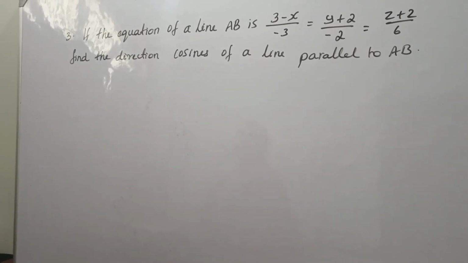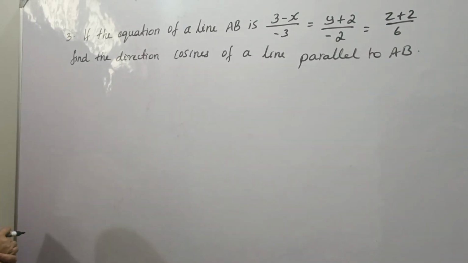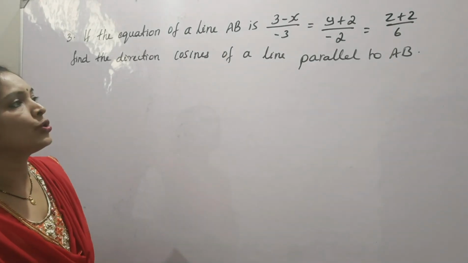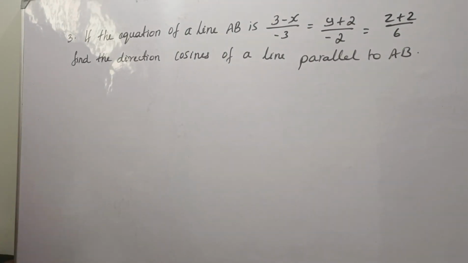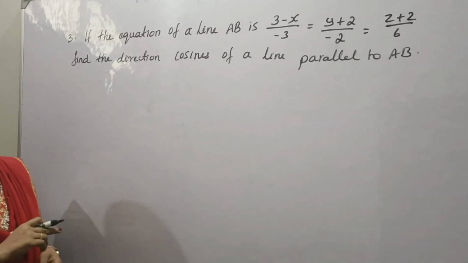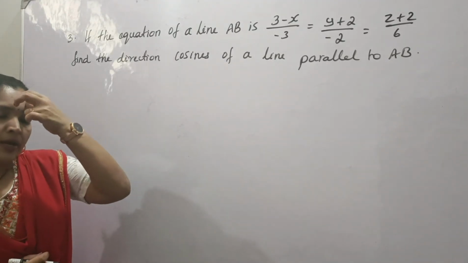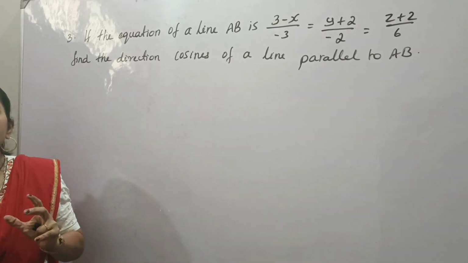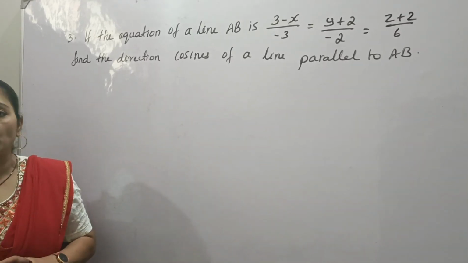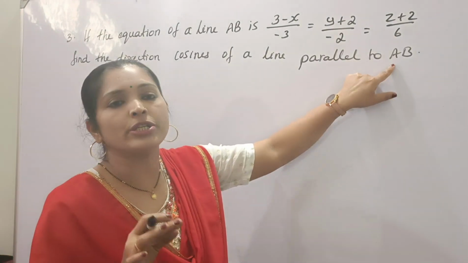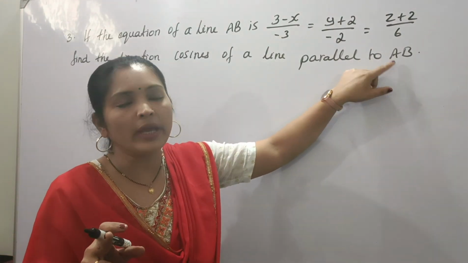If the equation of a line AB is 3 minus x divided by minus 3 is equal to y plus 2 divided by minus 2 is equal to z plus 2 divided by 6, find the direction cosines of a line parallel to AB. We know that direction cosines of parallel lines are proportional, right? So first of all we need to find the direction ratios of line AB.